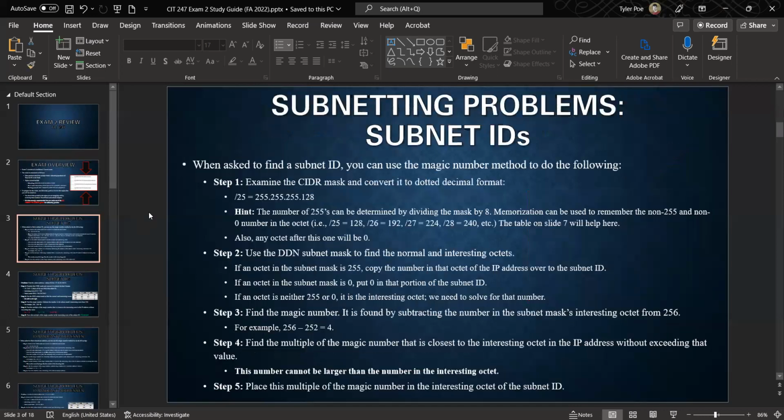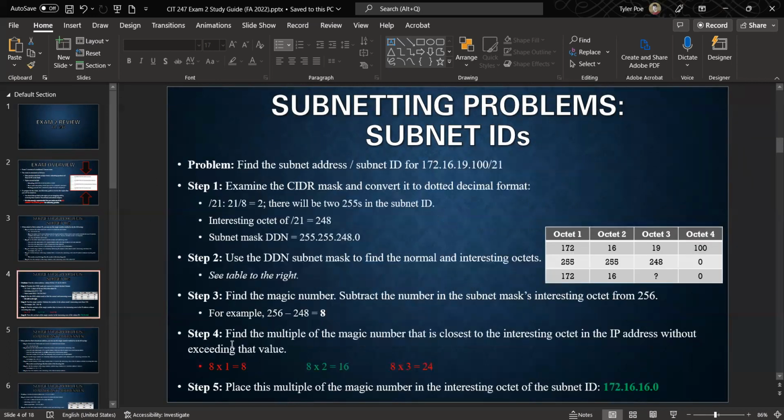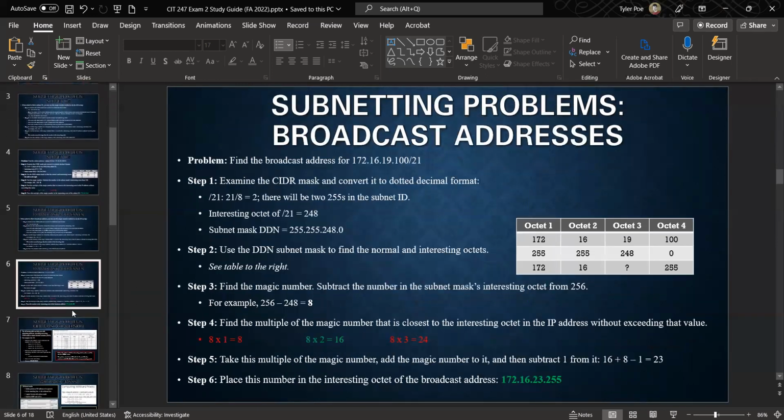Speaking of subnetting, we're going to go over a lot of the subnetting processes. Basically, I will discuss the subnetting process for subnet IDs and broadcast addresses. I'm going to go over the steps, and then provide a practical example of them, so it'll help you better understand how to do it. The same is true for broadcast addresses.